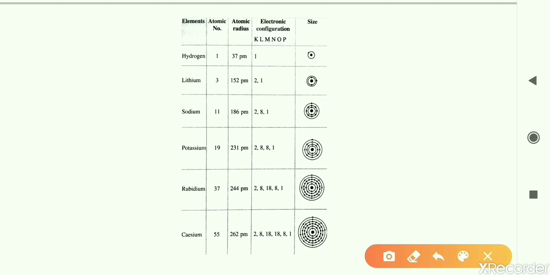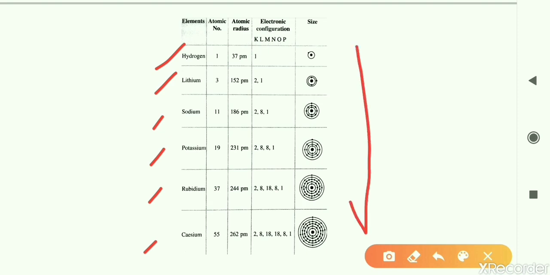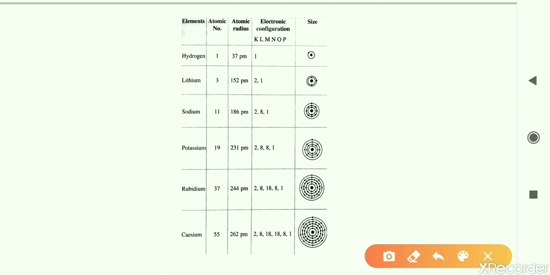Now you see here hydrogen, lithium, sodium, potassium, rubidium and cesium. All these belong to group number 1, and the atomic size you can observe here is regularly increasing because of the addition of more and more shells. After every element as you move downward, a single orbit or shell is added to the atomic structure. You can refer to the electronic configuration. Also you can see the addition of shells is there, as a result of which the atomic size is increasing. So as you go down the group, the atomic size increases.